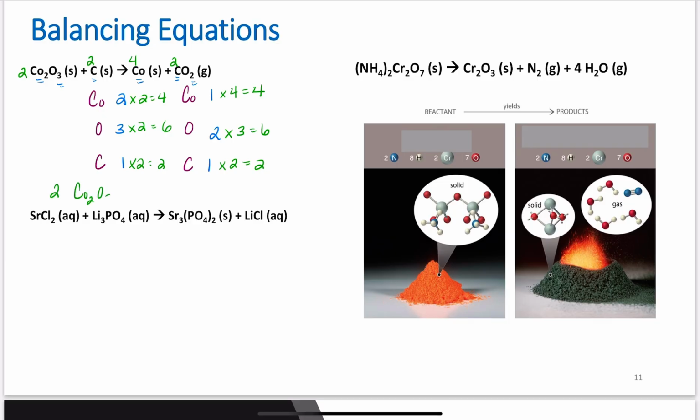So I have 2 cobalt 3 oxide reacting with 2 carbon, giving me 4 cobalt and 2 CO2. And again, I'm going to include those phases in there. So the cobalt 3 oxide is a solid, carbon is a solid, the cobalt metal is a solid, and then CO2 is a gas.